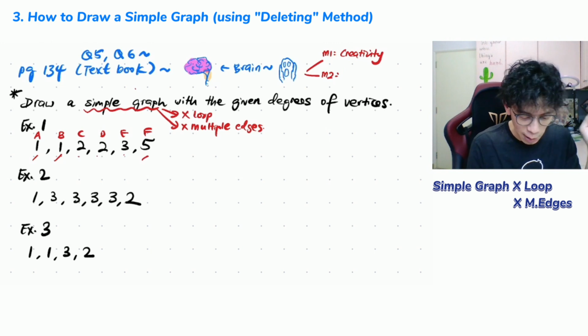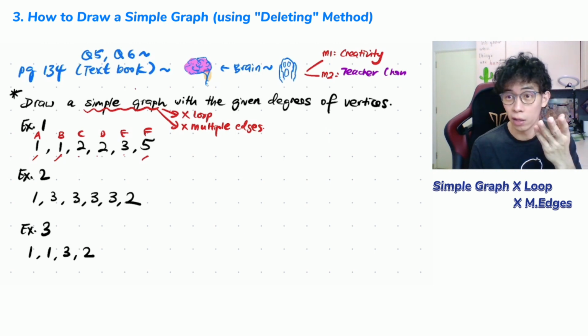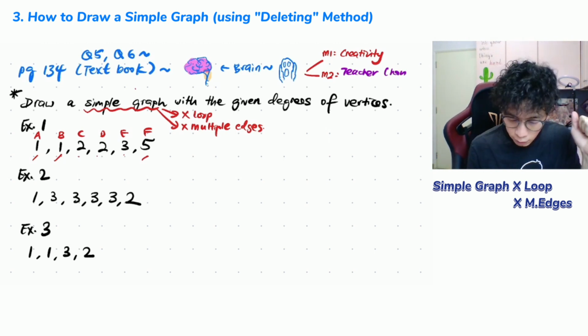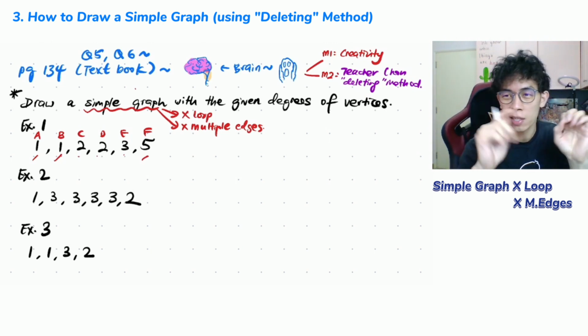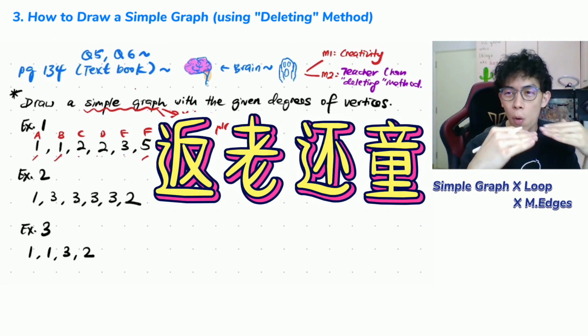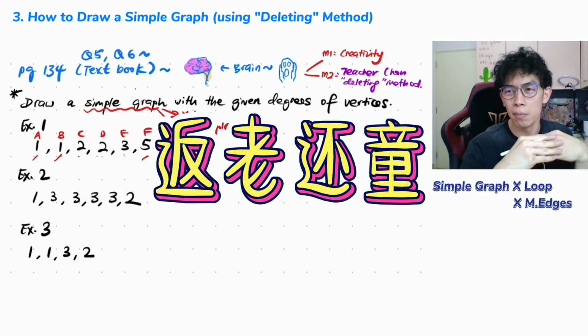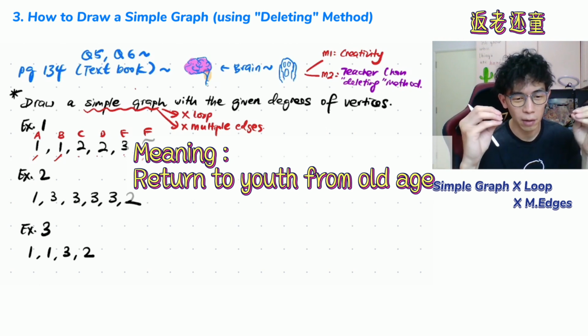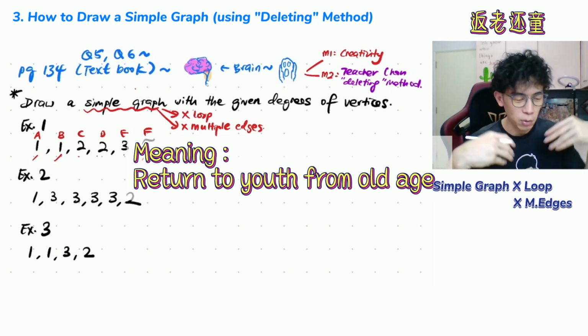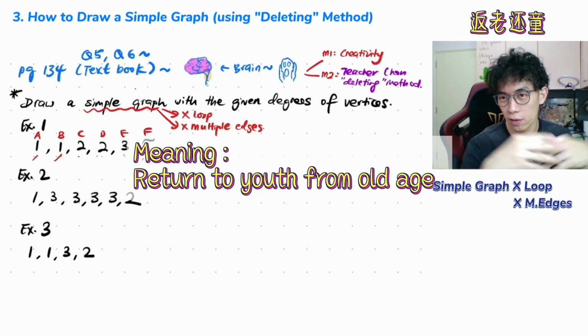Okay, I'm not going to use red color. So this is a method where I refer to one of the YouTube teachers called Teacher Chan. Teacher Chan, the deleting way. Okay, the deleting method. The idea is kind of like, I use a Chinese word to mention it, called 返老还童. So what does this word mean? Let's say we talk about my age. Let's say I'm 40 years old, for example.